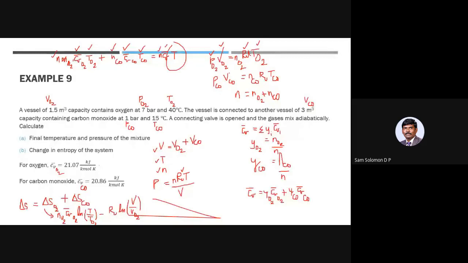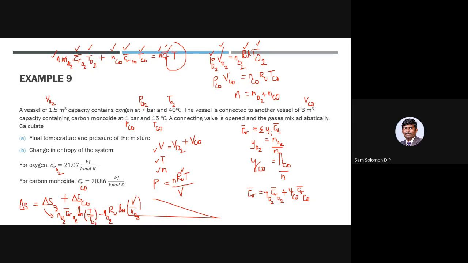So in this way you can do it. And there should be an N of oxygen into Ru to balance the units. Because here you have kilomole multiplied by joule per kilomole Kelvin. So kilomole will get cancelled. If you don't write N over here, you will have joule per kilomole Kelvin, so in the denominator there will be a kilomole. So you have to multiply it with N of O2.